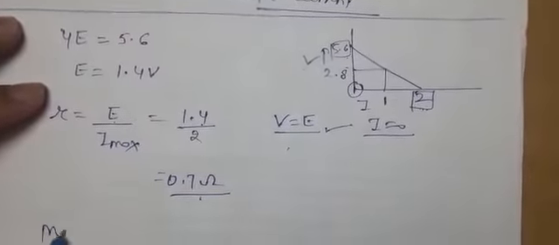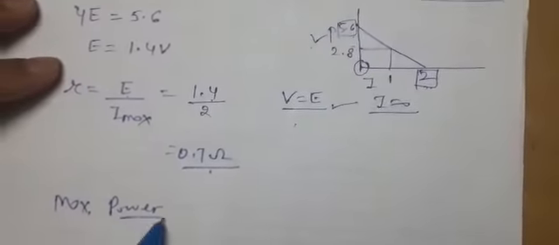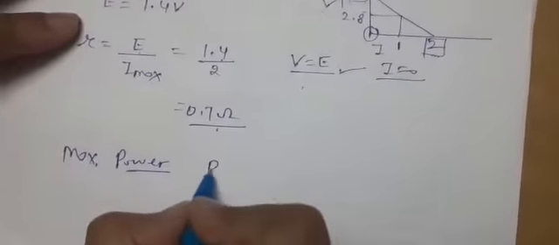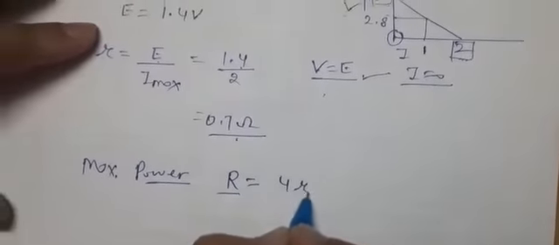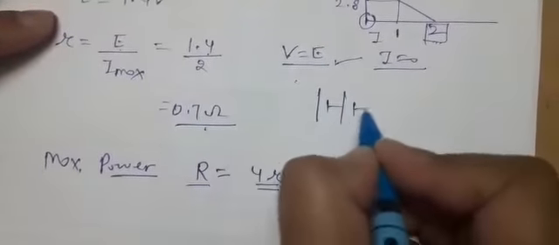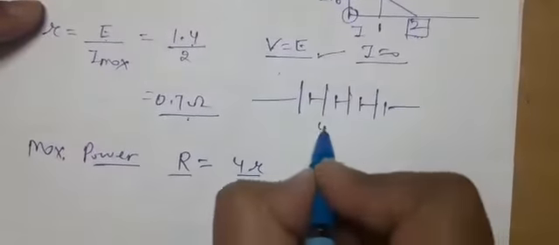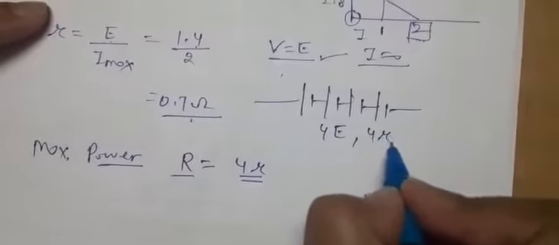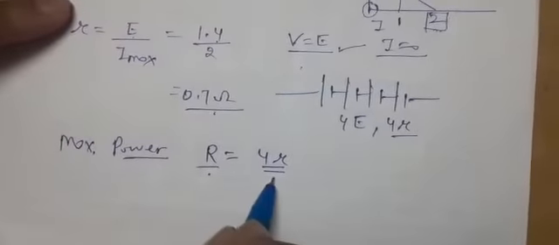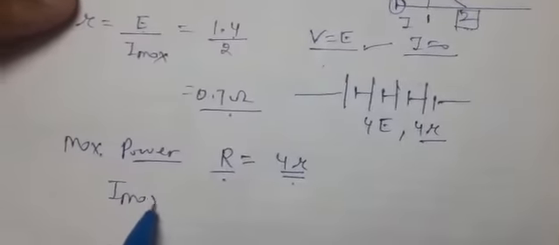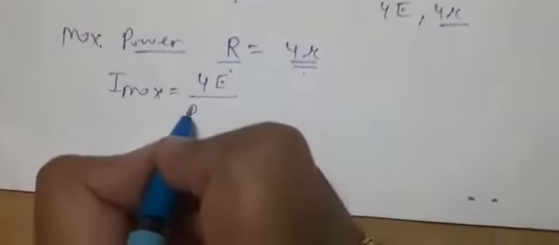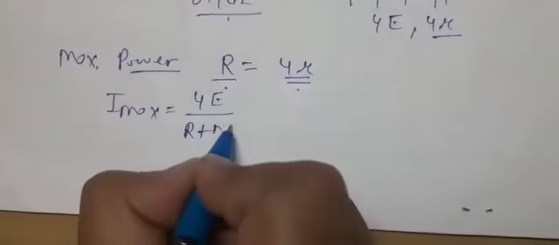Now for maximum output power, we have done one condition in the mixed grouping of cells. For maximum power, external resistance is equal to total internal resistance. See here, when all these 4 cells are connected in series, EMF is 4E, and for series combination total internal resistance will be 4r. Now using this value, maximum current can be obtained, that is total EMF divided by total resistance.